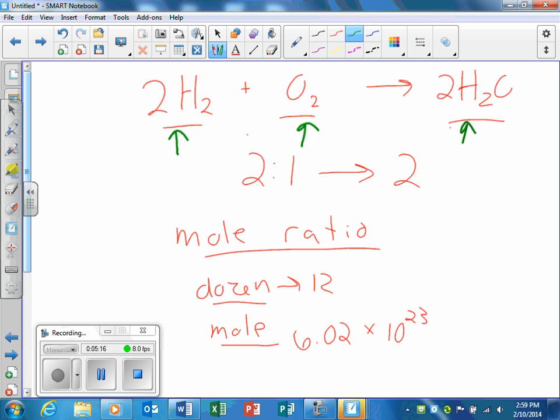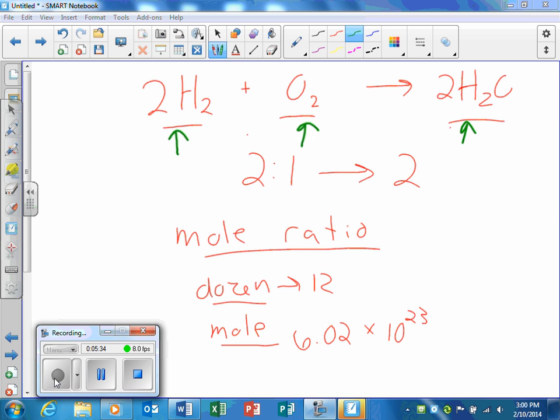Mac. Mole ratio of water is 2 to 1 to. Okay. Let me ask you this. The mole ratio of the chemical reaction that produces water between hydrogen gas and oxygen gas is that.